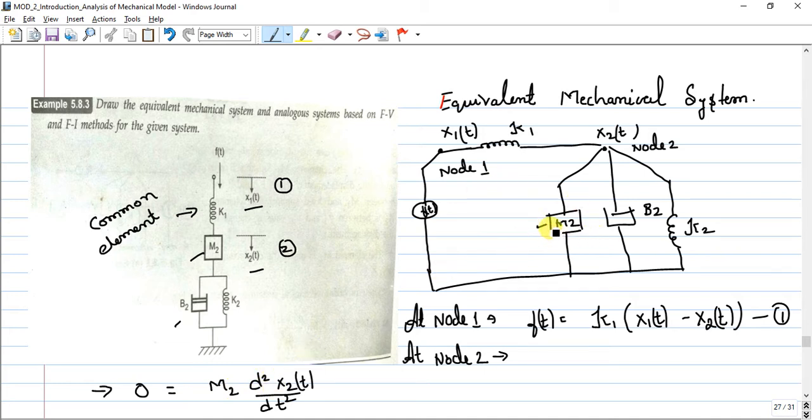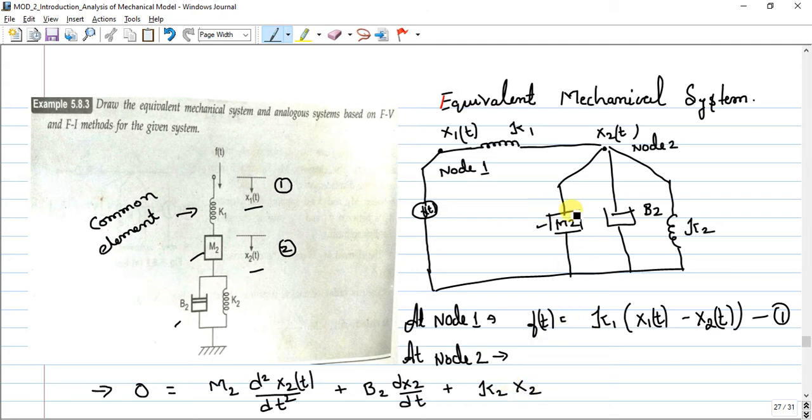So the next element is friction, and let me consider friction b2 multiplied by the rate of change of displacement, nothing but velocity. That is the equation for friction, b2 into dx2 by dt. And finally I have a spring, that is k2, which is undergoing the displacement of x2. So I will represent k2 multiplied by x2.